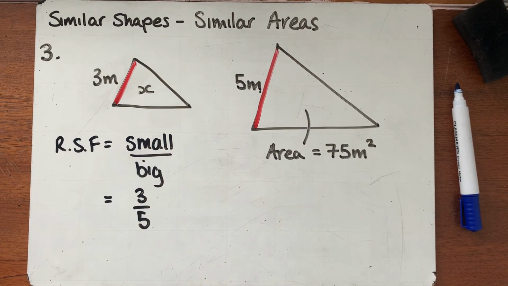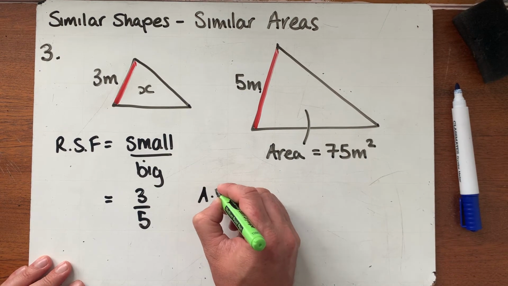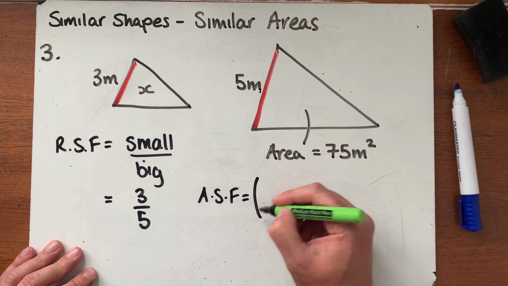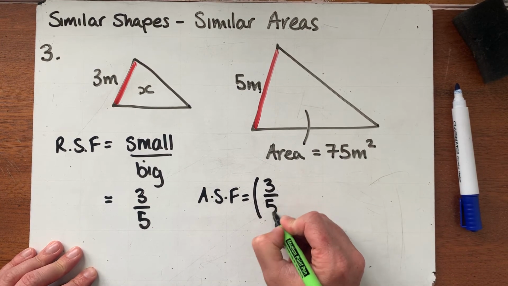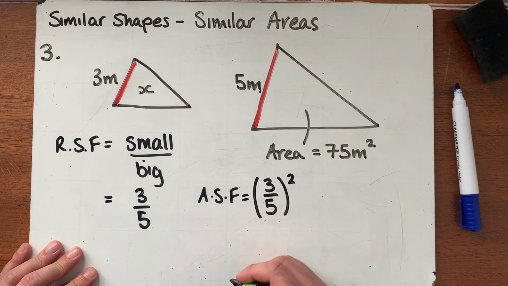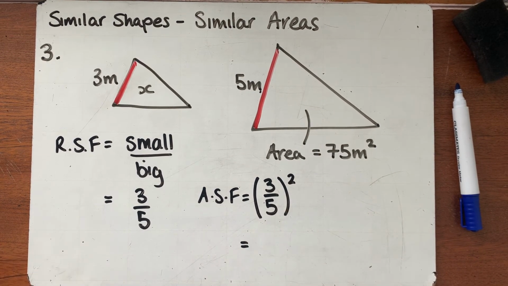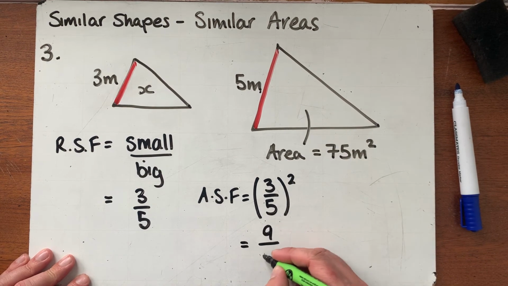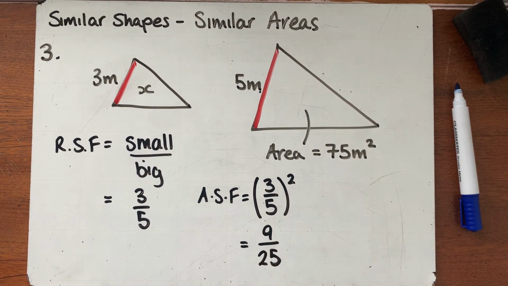Again, you could simplify that down using a calculator or to a decimal of 0.6, but I think the fraction's really nice to work with. So we've got 3/5. Okay, what we've got to do now, we've got to find the area scale factor, the ASF. So the area scale factor is equal to this reduction scale factor squared. Okay, how do we square? We square the numerator and square the denominator. So 3 squared is 9 and 5 squared is 25.